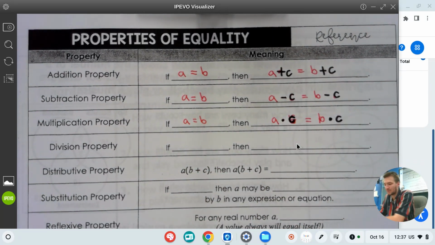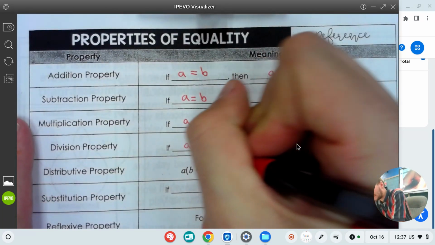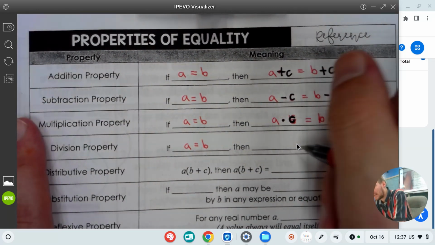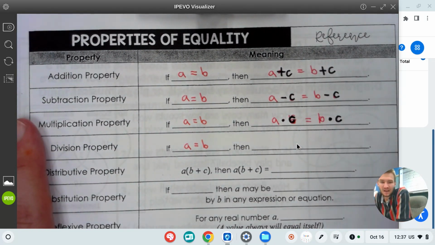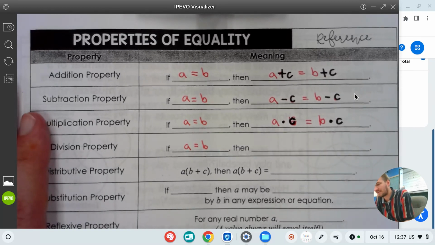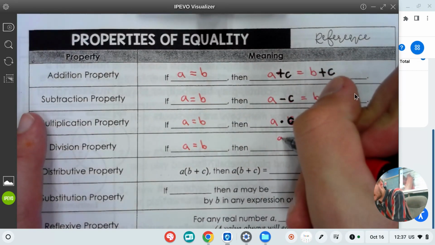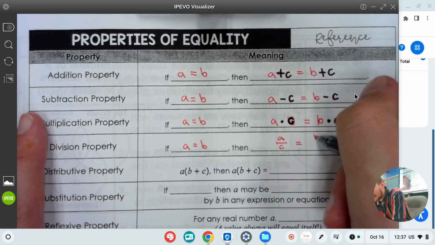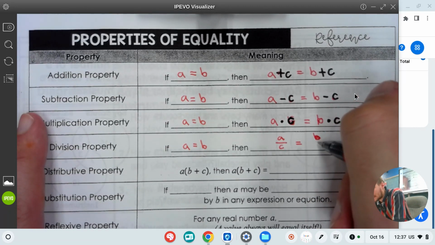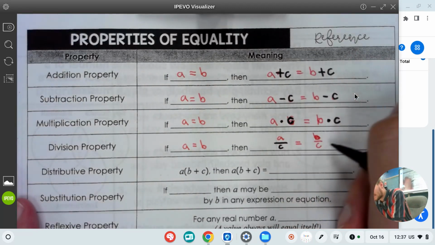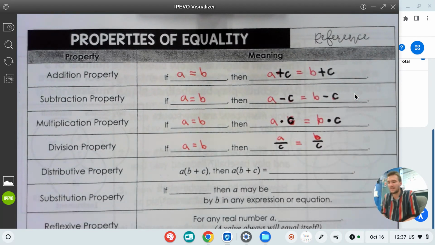One last super basic one that we've been doing for years. A equals B. If we're talking about division, there are two different ways to write this. You could use that old school division symbol, or you could use fractions. I tend to always like writing things as fractions, so I'm going to set it up like this: A divided by C and B divided by C. You might see it written with those division symbols, but I like these fractions.